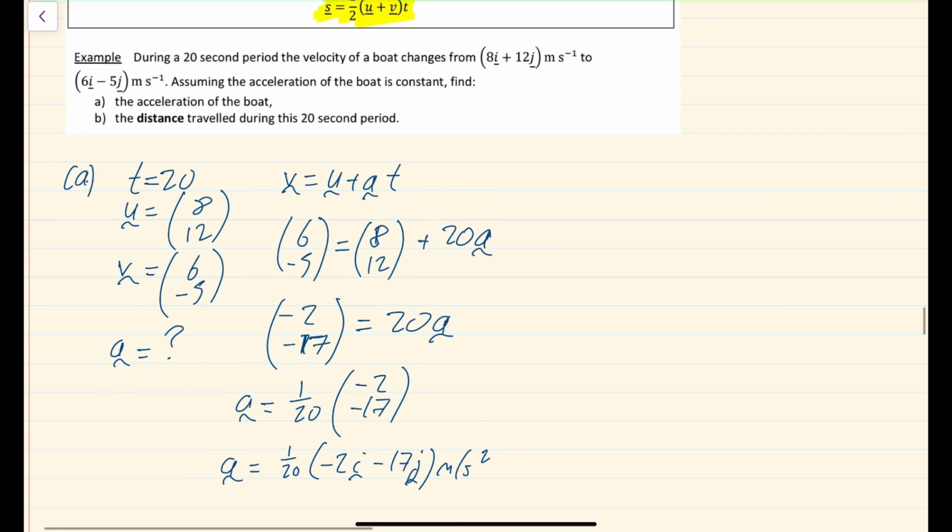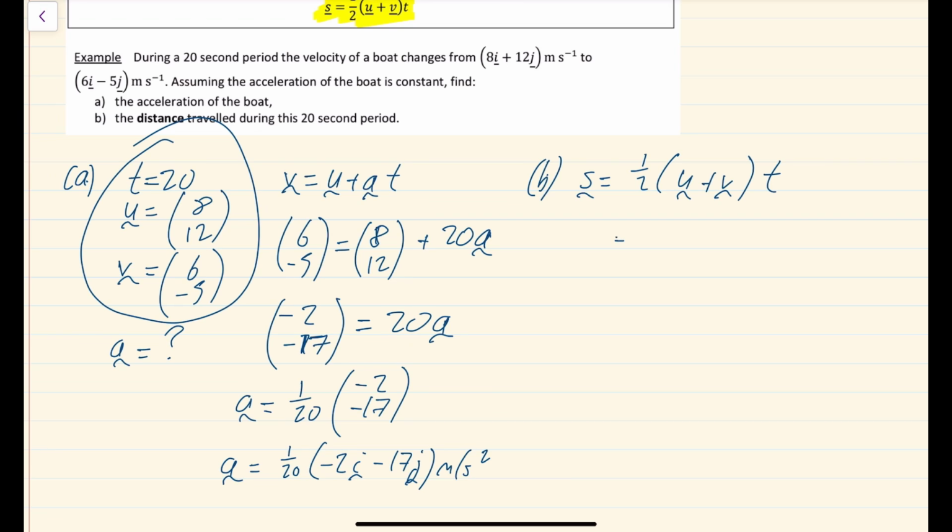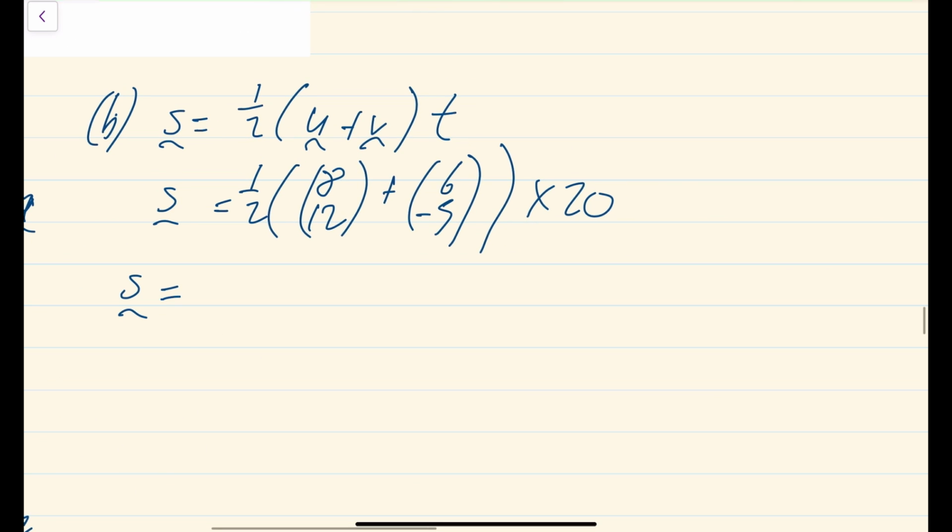Okay, the next bit says find the distance traveled during this 20-second period. So for this one, I'm going to find my displacement first. So displacement is a half of u plus v, times t. I've got all of those things already here, so I can just get started. My s is equal to a half, and my u plus v, that's going to be 8, 12 plus 6, minus 5, and then that's times my time, which was 20. Sorry, let me just zoom in on this wee bit. So that was my half u plus v times t.